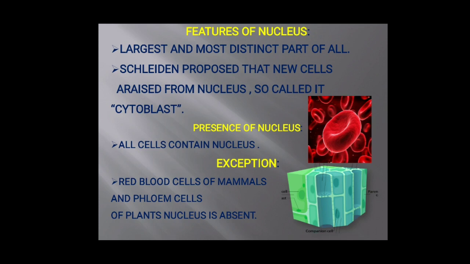Coming to the presence of the nucleus, all plant cells and animal cells contain a nucleus, but there are some exceptions: the RBCs, that is red blood cells of mammals, and phloem cells of plants do not contain a nucleus.